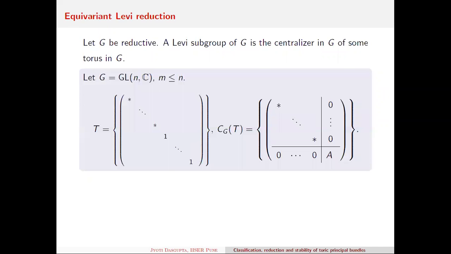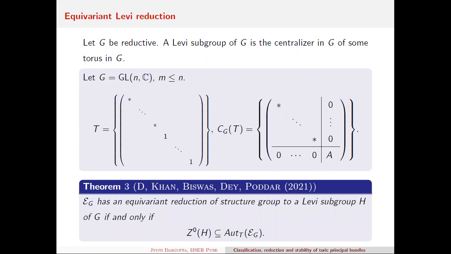So for example, if you consider the linear group GL_n(C), and if you consider this torus, where these are the first m positions, they're just diagonal matrices, and these are just identity, then we end up with this Levi subgroup, where this is the diagonal, this is any matrix in GL of the appropriate order, and these are all 0. So then what we have shown is that E_G has an equivariant reduction of structure group to a Levi subgroup H of G if and only if Z naught H is contained in the torus T of E_G.